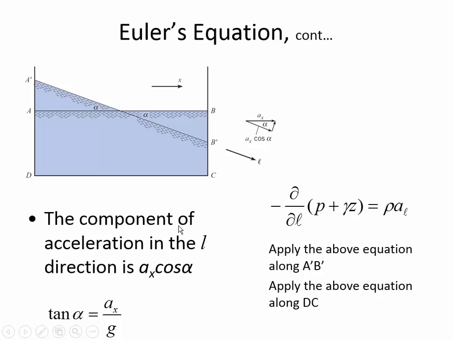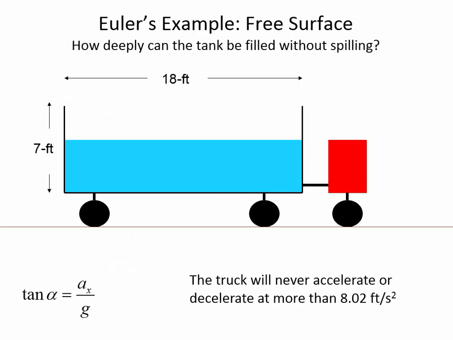So one of the tricks of this is if you know how much it's accelerating to the right, a sub x, that would be like a horizontal acceleration, you can predict the angle that this is going to make, alpha, the angle with the horizontal. And so if you're accelerating to the right at 9.81 meters per second squared, then that angle would be 45 degrees. It would be sideways because the tangent of alpha equals 1 at 45 degrees is how you'd find the angle. So depending on how much it's accelerating, you can know what the angle of the liquid surface is going to be.